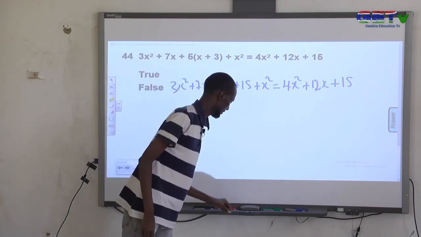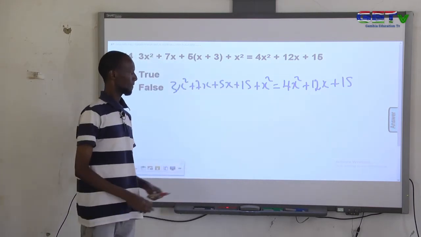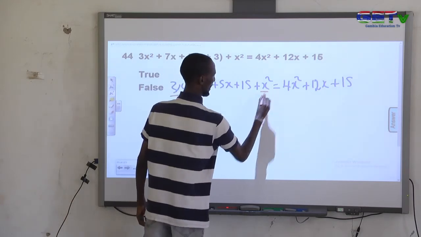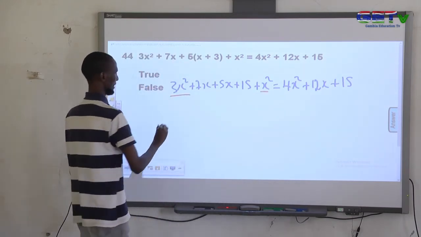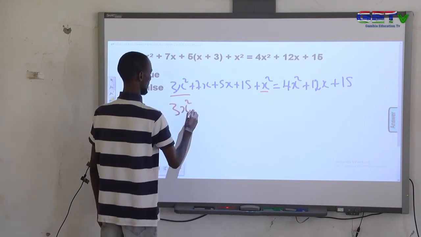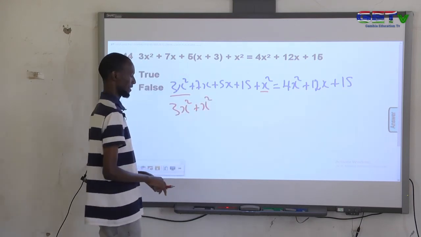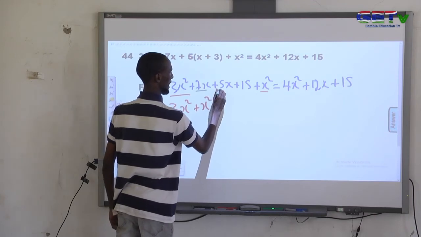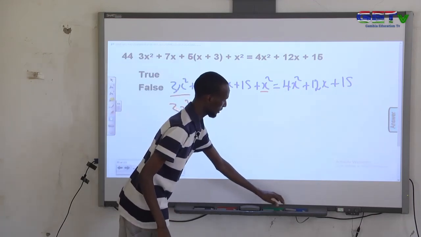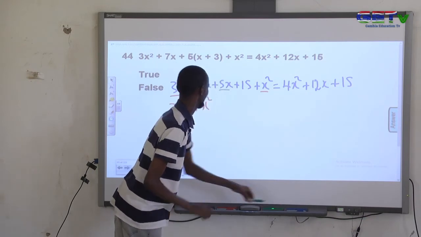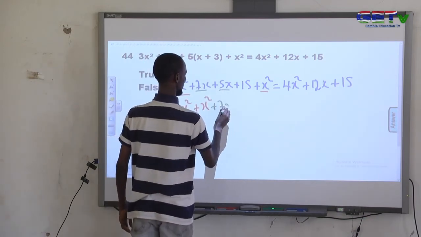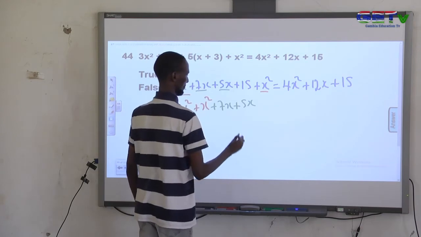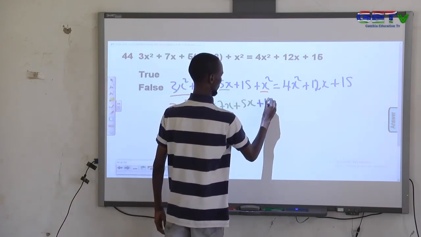Now let's see. Any like terms here? Clearly we can see 3x squared and x squared are like, so they can be combined, and that gives you 3x squared plus x squared. Then also, the 7x and the 5x are also like. So they too can be combined. So that will give you 7x plus 5x, right? And of course, the 15 comes down.